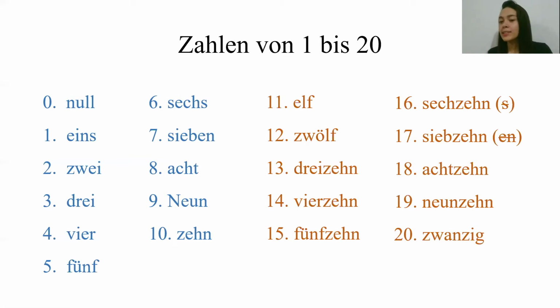Okay, so that's the list of the numbers from 1 to 20. And for these numbers, I would suggest to memorize them, to learn them by heart, because there's not a real specific rule for them. Therefore, I would just try to learn them by heart with repeating and practicing them. As I said, for the numbers from 1 to 20, there's no rule. But for the numbers after 20, there is a rule. And this is what I'm going to show you now.